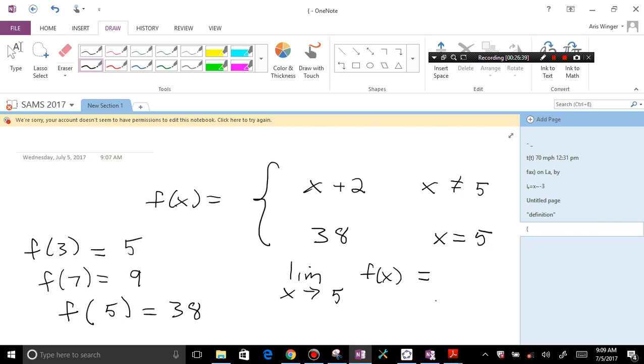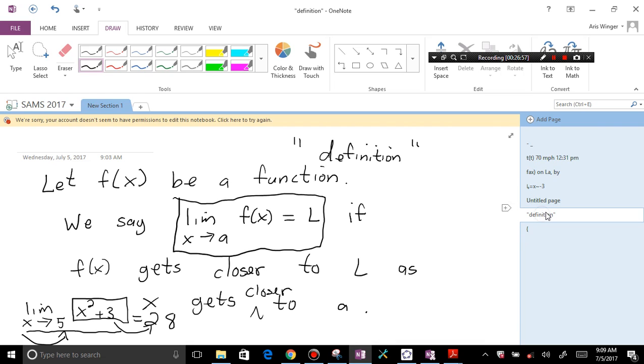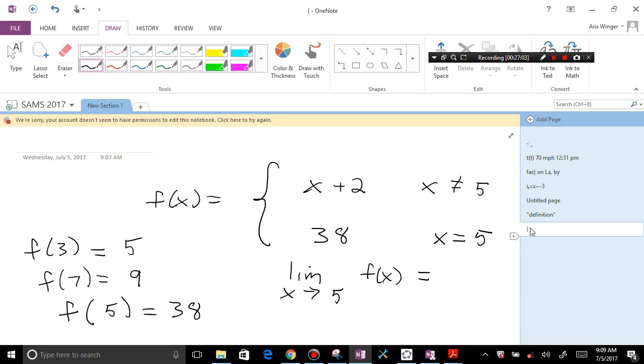Okay. So I brought this up because of your comment, right? F of 5 is 38, right? What should we go back to? The definition. The question is, what does this get closer and closer to as x gets closer and closer to 5? So if I wrote this, what's the limit as x goes to 5 of x plus 2? What's that? 7. Oh, yes, that's right.